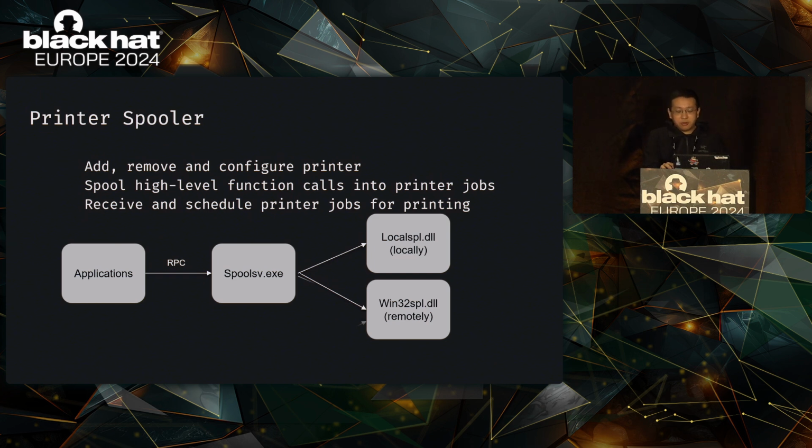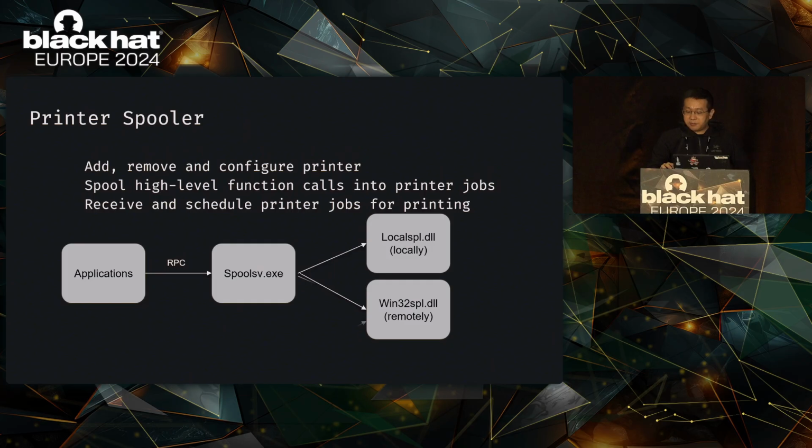Spooler actually does more than that. Print Spooler in Windows has more things to do than just spooling and printing documents. It exposes the functionality to add or remove a printer and allows users to configure this new printer. It supports high-level function calls into print jobs, receives print jobs, and schedules the print jobs for printing.